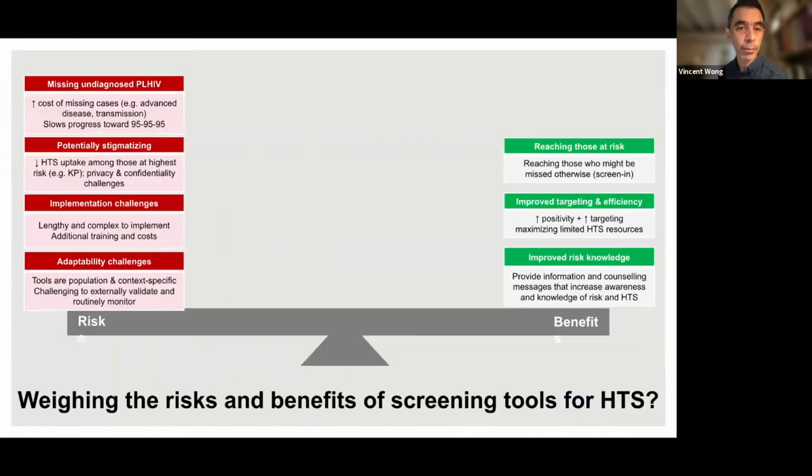Next slide. This is a WHO slide stating exactly that case. They've done a large systematic review, and they're concerned about folks being missed because people are being screened out too stringently, but are interested in seeing ways that we can screen in those at risk and balance the risks and benefits of approaching programming with risk screening tools. Next slide.